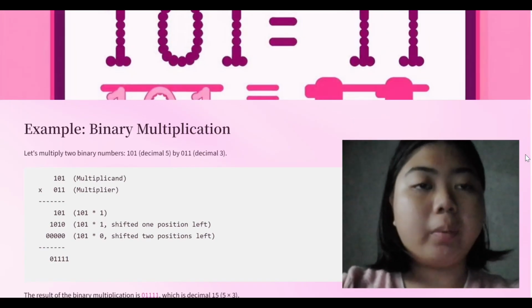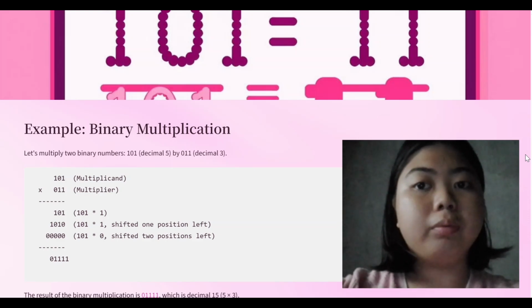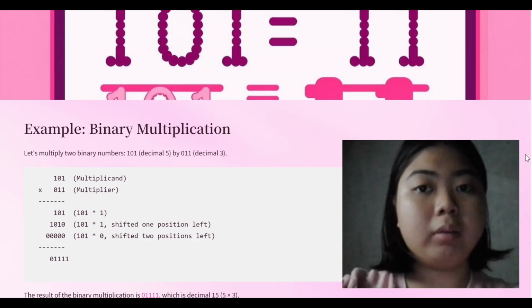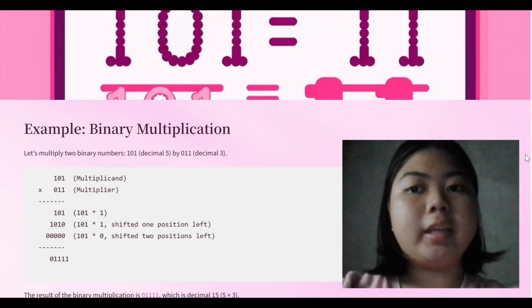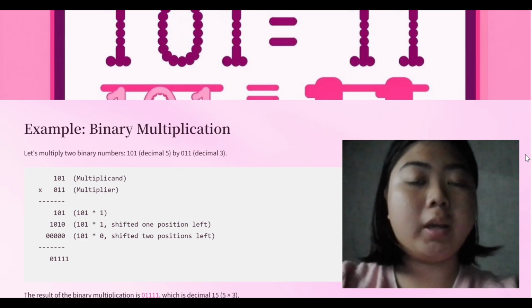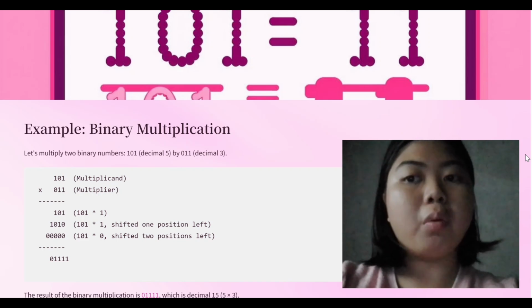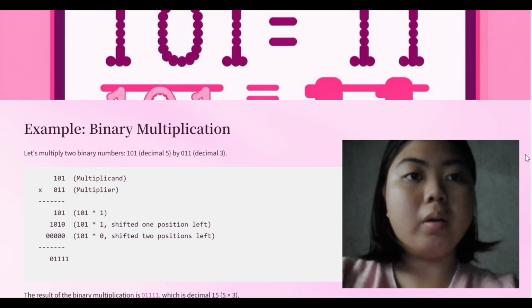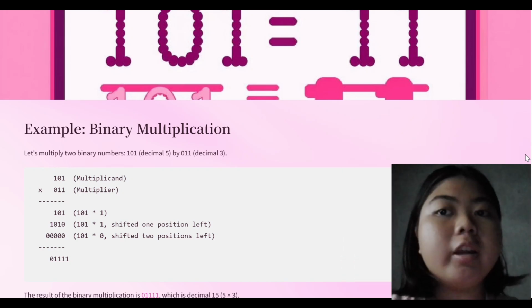Let's multiply 2 binary numbers, 101, that is the decimal for 5, by 011, decimal for 3. So, 101 is the multiplicand, while 011 is the multiplier. 101 times 001 is equal to 101. The final result is 01111.